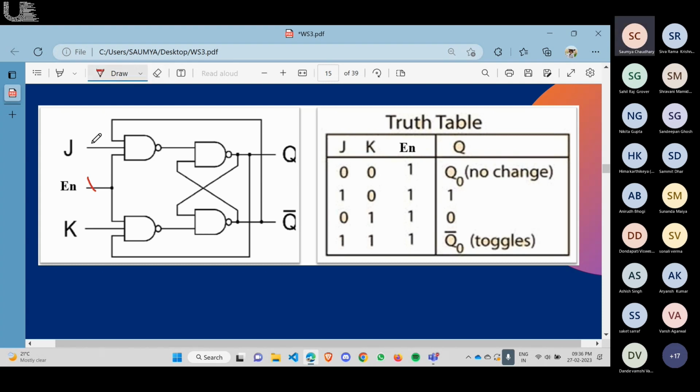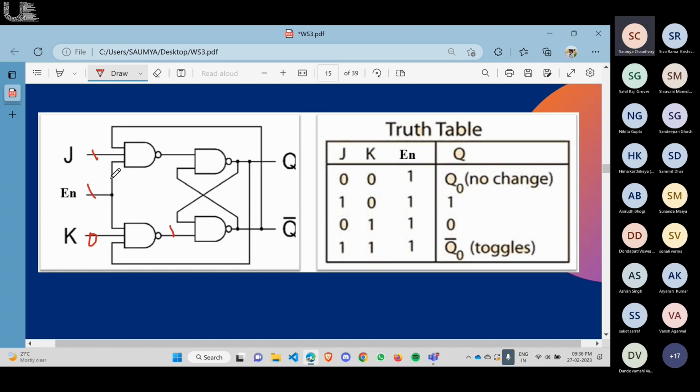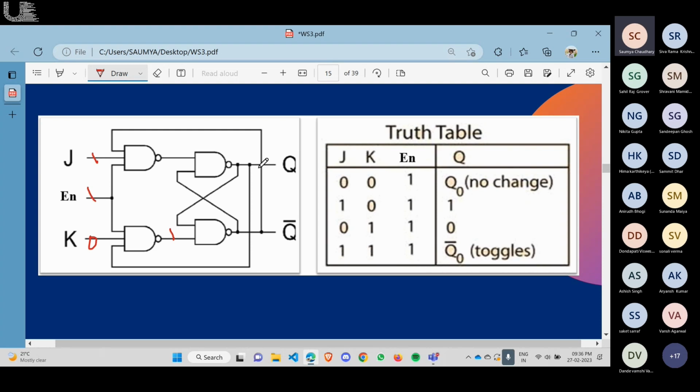We have J as 1, K as 0. Again, one of the inputs is 0, so we will get 1 here. And now it will depend: we have 1 and 1, and now it will depend on what comes from here.